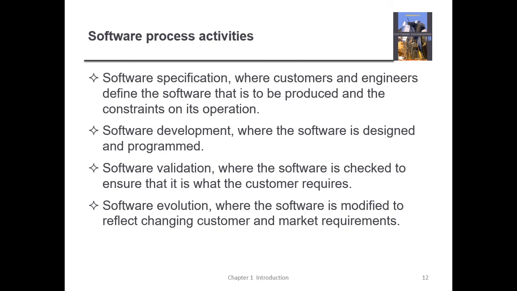You develop a product. After 1 month or a year, the customer has something new that he wants you to add. So you have to add it. You should have a way of modifying your product to reflect the changes of the customer. So that is software evolution. So those combined are the activities that make up the software process.